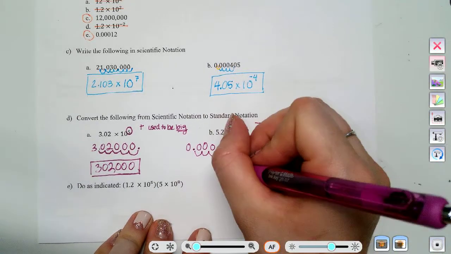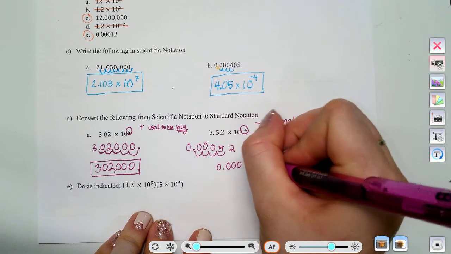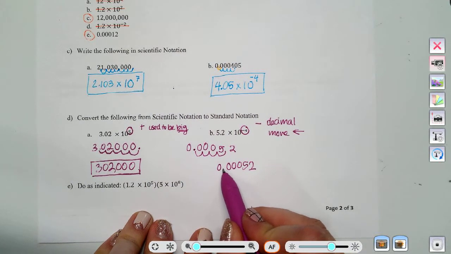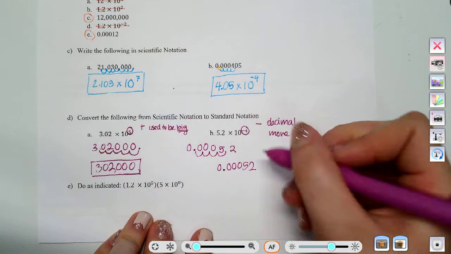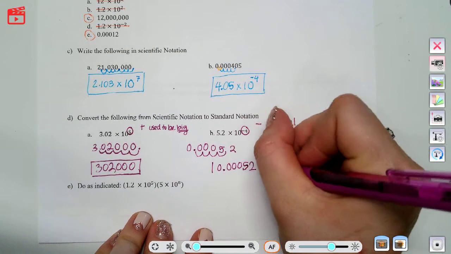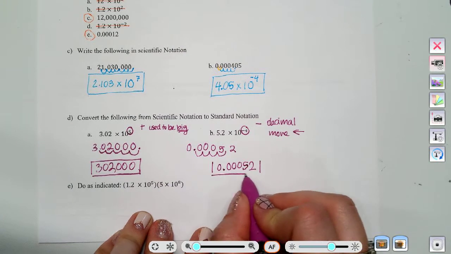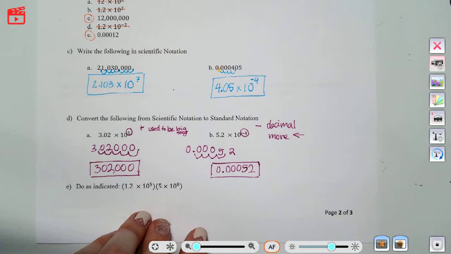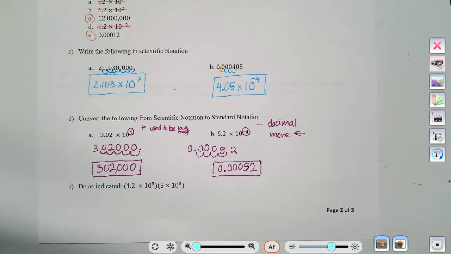Okay, let me just rewrite that a little better looking. Notice I add that 0 before my decimal. That's a good habit to get into, especially if you plan on doing anything technical with math skills, like veterinary or something like that. All right. And there we go. We went from scientific to standard notation.